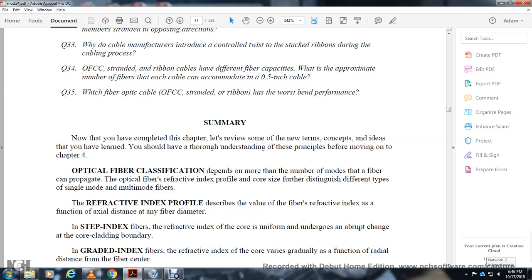Chapter 3 summary. You should have a thorough understanding of the concepts you have learned in this chapter before moving on to chapter 4.